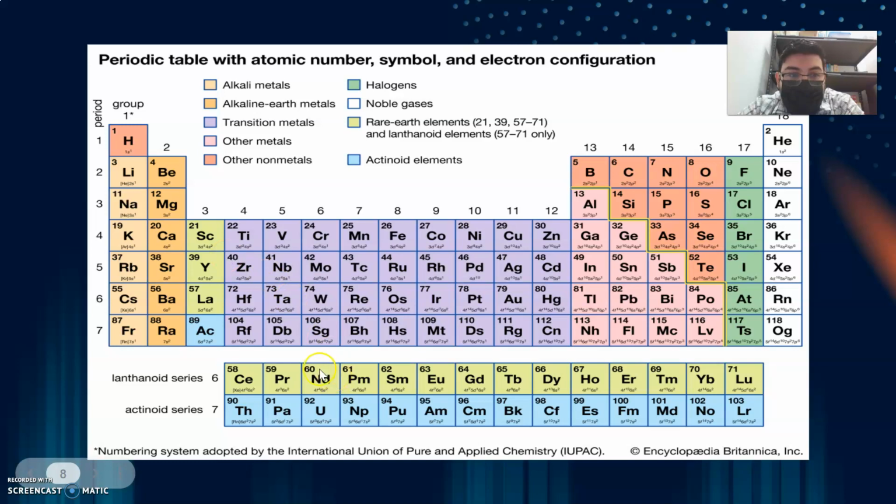So for periods 6 and 7 right over here at the bottom, these can sort of attach themselves right here. Like 57 starts here and then it goes down to here, 58, 59, 60. It goes up to 71 and then meets it here at 72. The reason it's at the bottom is because they're different families, so they wouldn't be a part of the transition metals. So they're organized at the bottom.